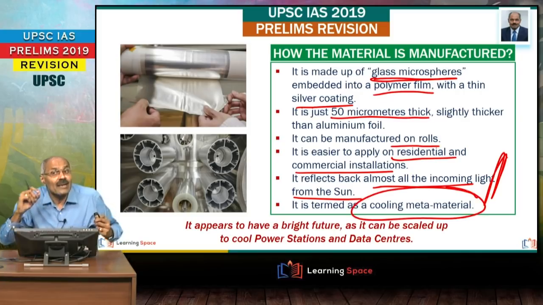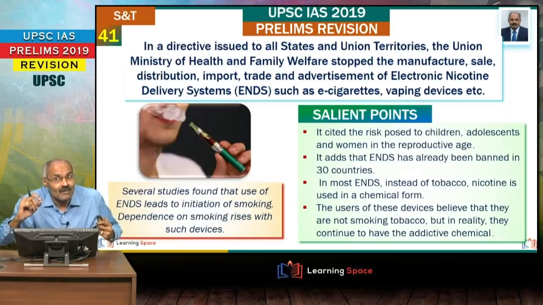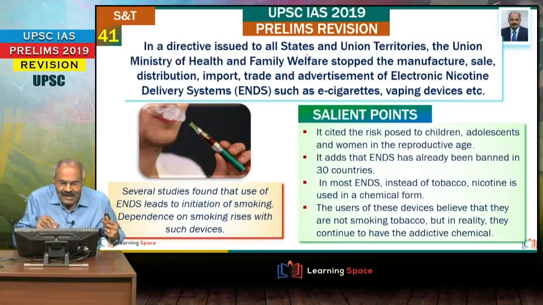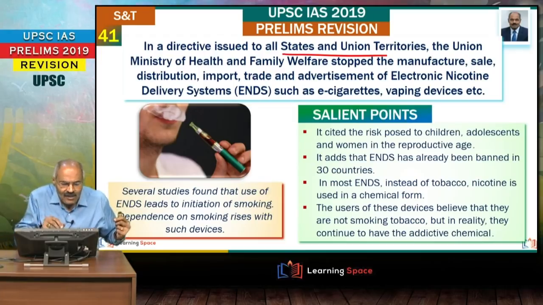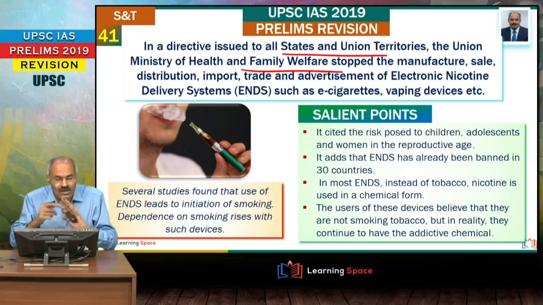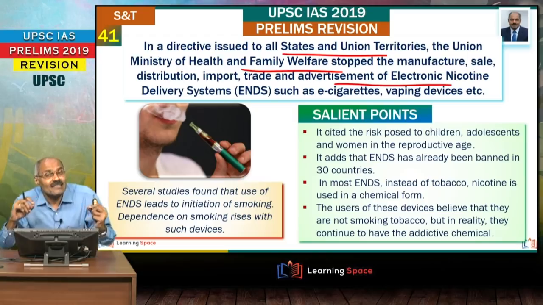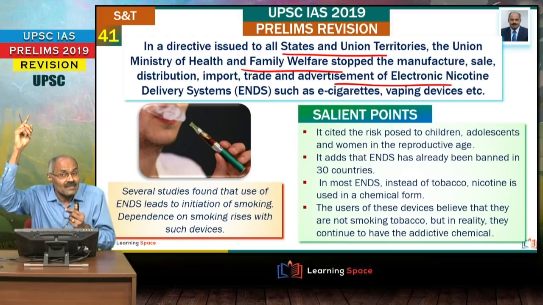Friends, this cooling metamaterial is made up of glass microspheres, right? So this is one important development in recent times. Then, in a directive issued to all the states and union territories, the Union Ministry of Health and Family Welfare stopped the manufacture, sale, distribution, import, trade and advertisement of electronic nicotine delivery systems, right? So e-cigarettes are one of the electronic nicotine delivery systems.